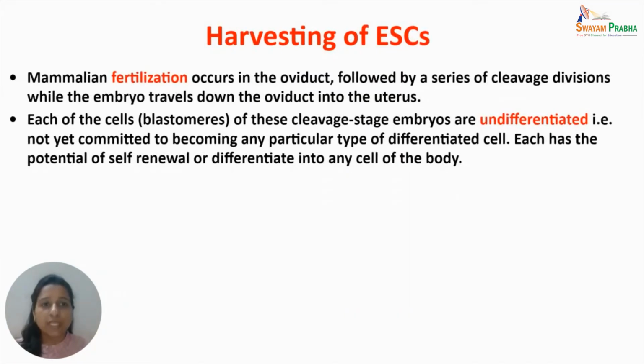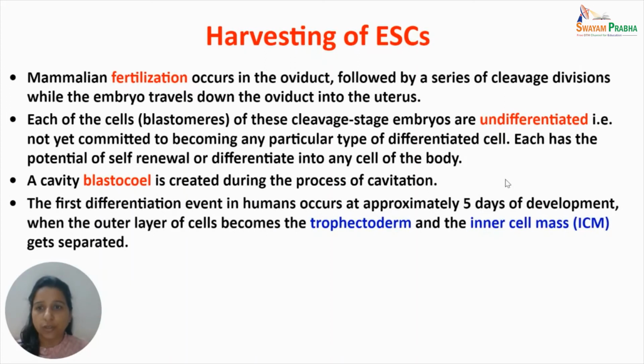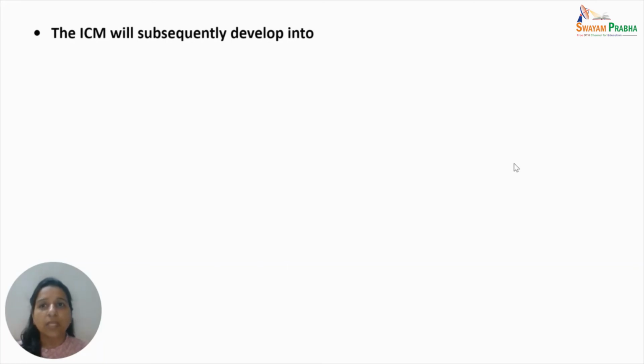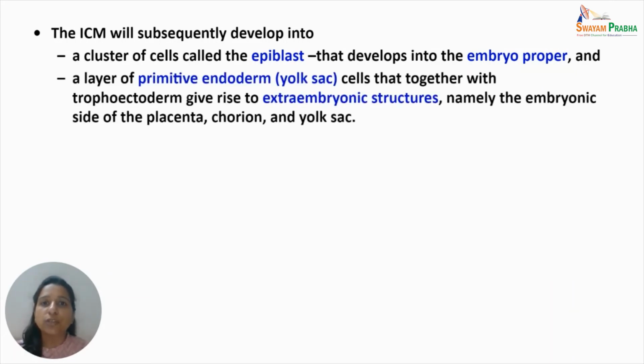father. Each of these blastomeres has the potential of self-renewal or differentiation into any cell of the body. And during this, a cavity, the blastocoel, is created during the process of cavitation. The first differentiation event in human occurs at approximately 5 days of development, when the outer layer becomes the trophectoderm and the inner cell mass gets separated. Now, the inner cell mass will subsequently develop into a cluster of cells called the epiblast that develops into the embryo proper, while a layer of primitive endoderm or the yolk sac cells that together with trophectoderm gives rise to extraembryonic structures, namely the embryonic site of placenta, chorion and yolk sac.